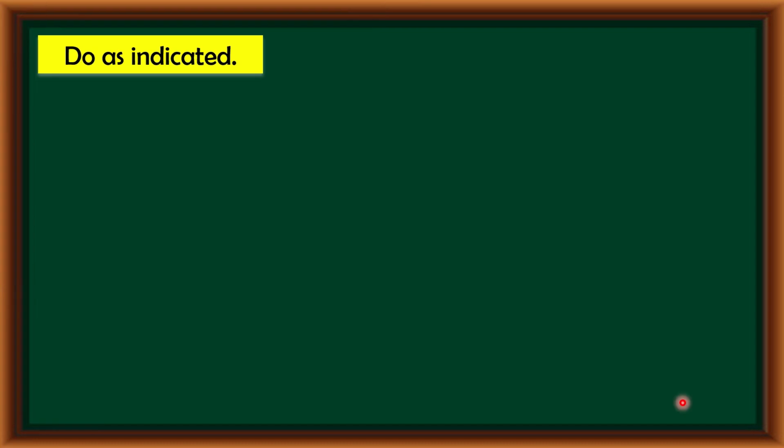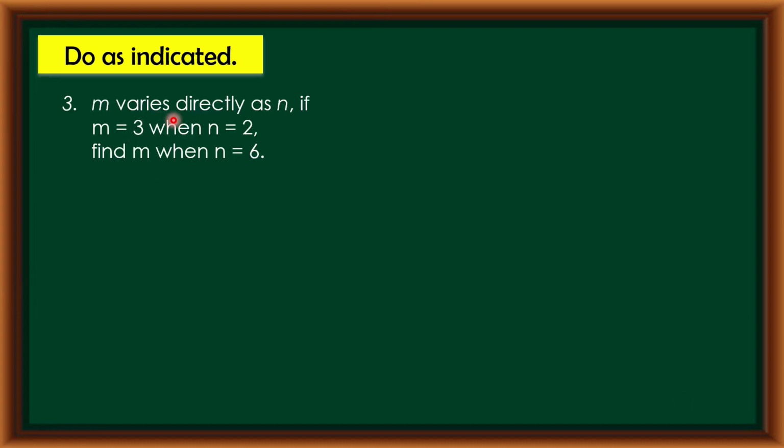Let us have another example. Number 3. m varies directly as n. If m is equal to 3, then n is equal to 2. Find m when n is equal to 6. So it says here that m varies directly as n, which is m equals k times n. Next, to find the value of m, let us find first the constant of variation. So since the constant is equal to m over n, in which m is equal to 3 and n is equal to positive 2, therefore the constant will be 3/2.